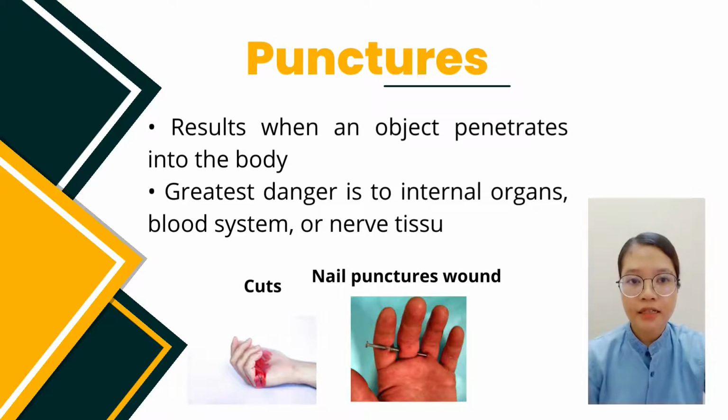Cuts occur when sharp objects including knives, scissors, and glass slice through the skin superficially or into the deeper layers of fat, tendons, muscles, and even bone. A puncture can also leave a wound. A puncture wound is a deep wound that occurs due to something sharp and pointed, such as a nail.